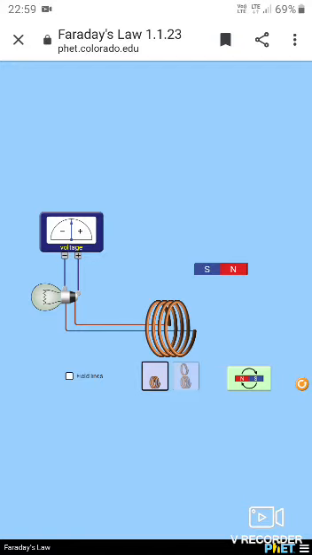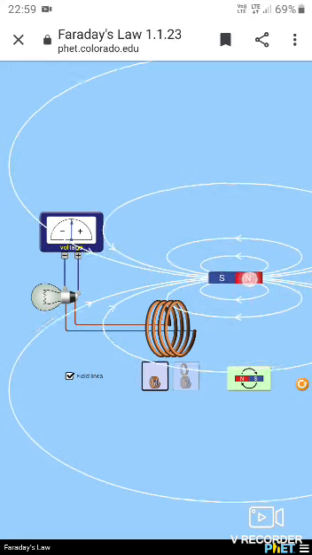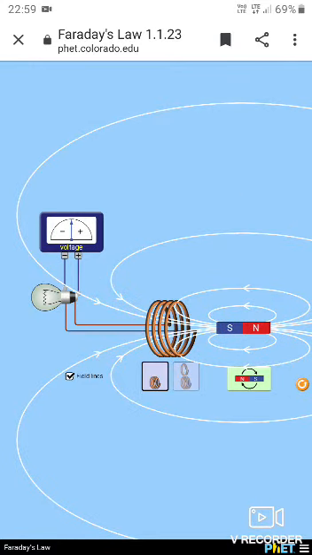Now, what I'll do is, let us come back to the magnetic field lines. So, here I have the magnetic field lines. I'll bring these magnetic field lines and I am going to change the poles of the magnet as it was earlier, that is north and south.